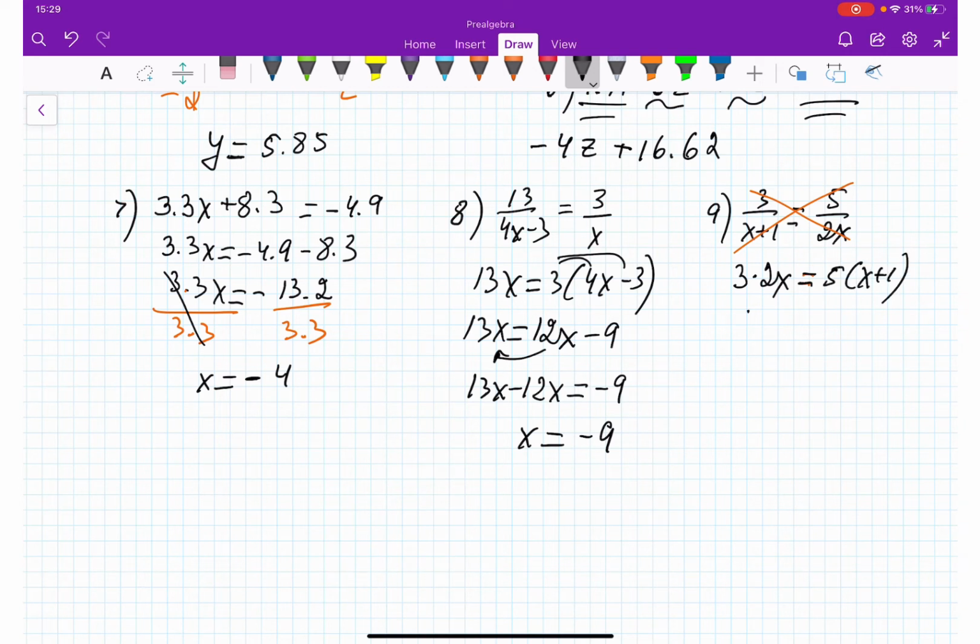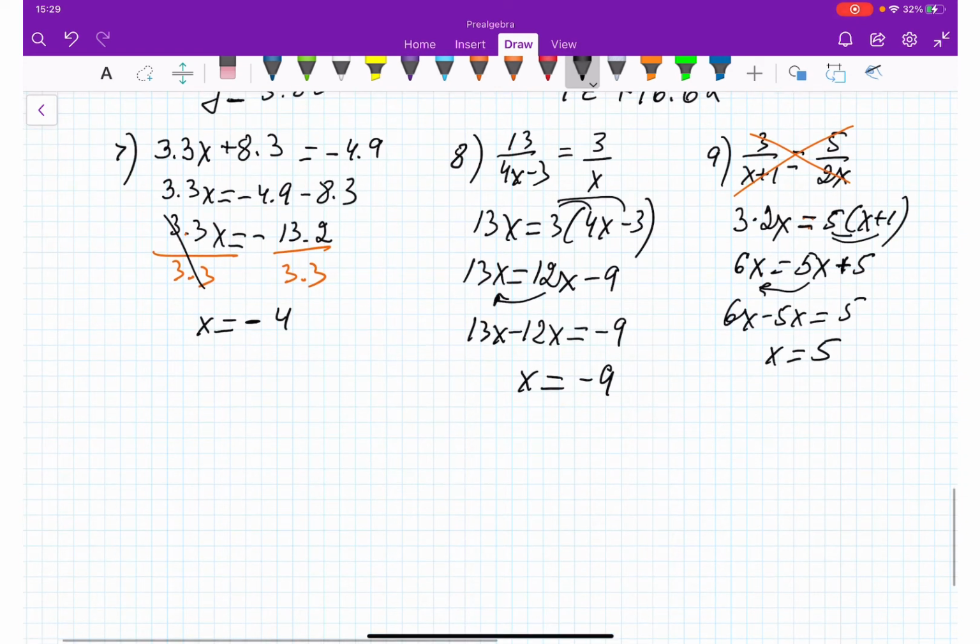Okay, we are getting 6x is equal to 5 times x is 5x, 5 times 1 is 5. Okay, moving here, 6x minus 5x is equal to 5. X is equal to 5. All right. Number 10, another proportion. Proportions are easy, no? 2 over 9 is equal to 8 over 2x plus 3.